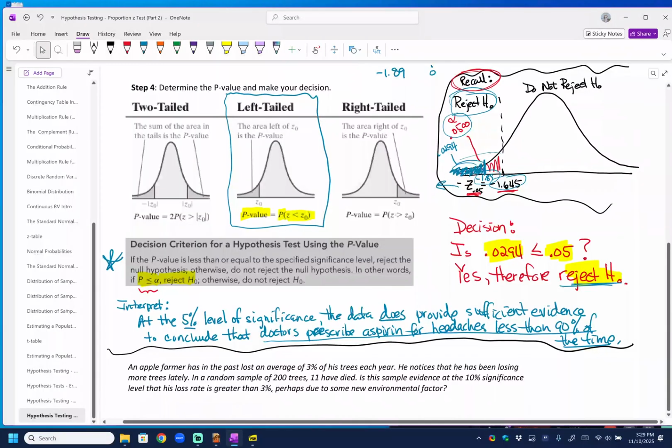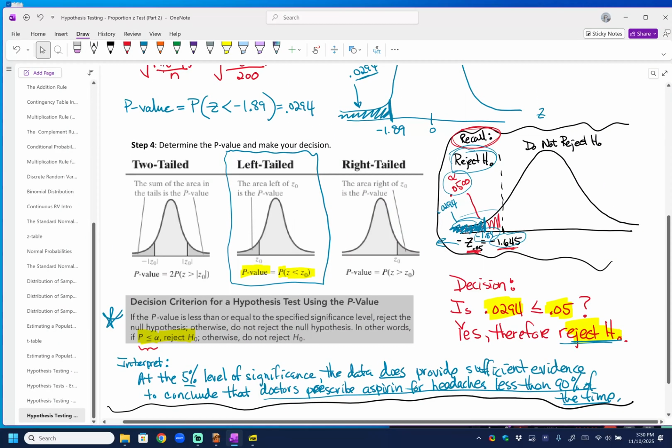So before I forget, I just want to make sure that you understand that the interpret step is also going to be required no matter what decision-making method you use, critical or p-value. So it's going to be identical. There's no change. So in this problem, we would say literally the same statement as in the previous video example where we used the critical value method. At the 5% level of significance, the data does provide, because we reject H naught here, sufficient evidence to conclude that the doctors prescribe aspirin for headaches less than 90% of the time. Always remember to interpret at the end of your hypothesis test.